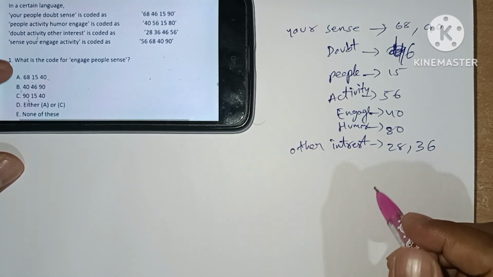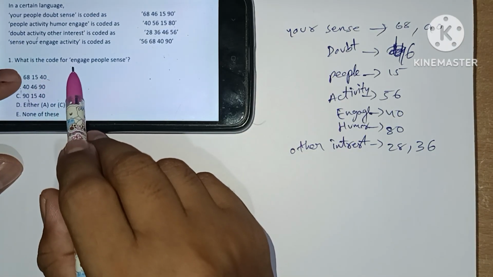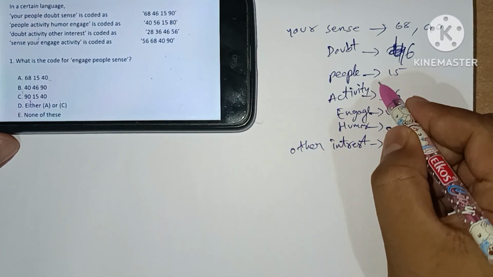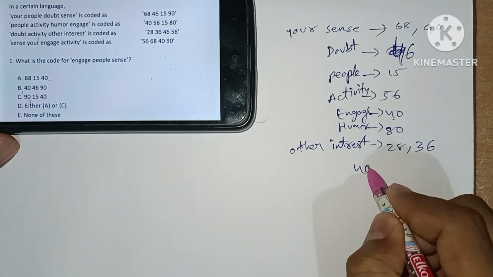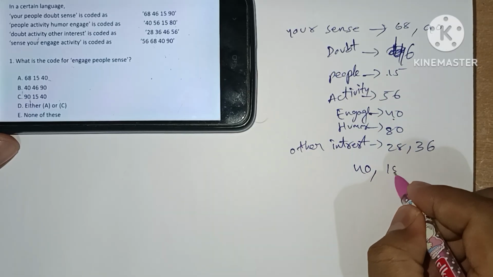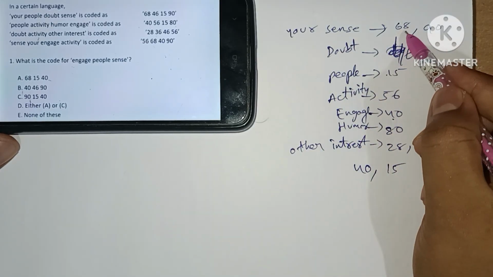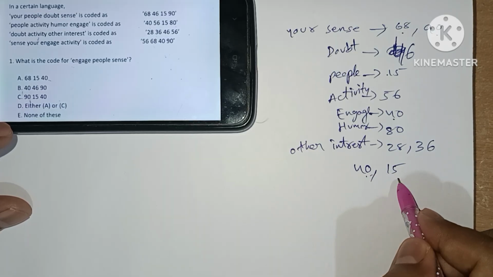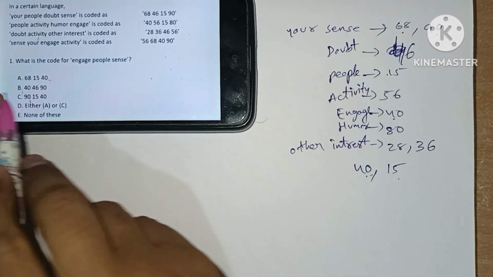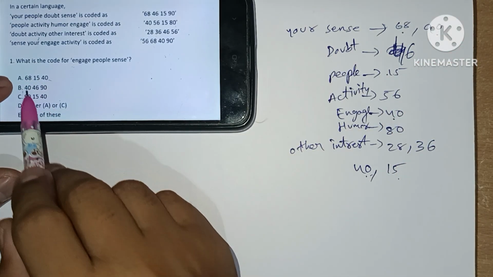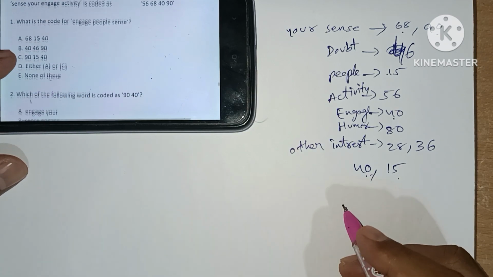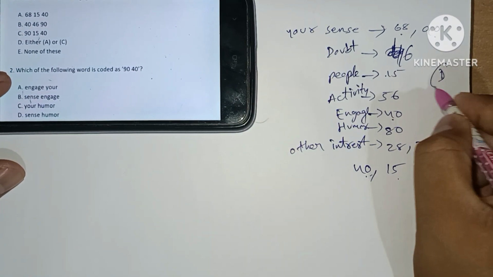Now we need to find the answers for the questions that are asked. First question is "engage people sense". "Engage" means 40, "people" means 15, and "sense" must be 68 or 90. So it is 40, 15, 68 here, or 40, 15, 90. So the answer will be either A or C. So the first answer is option D.